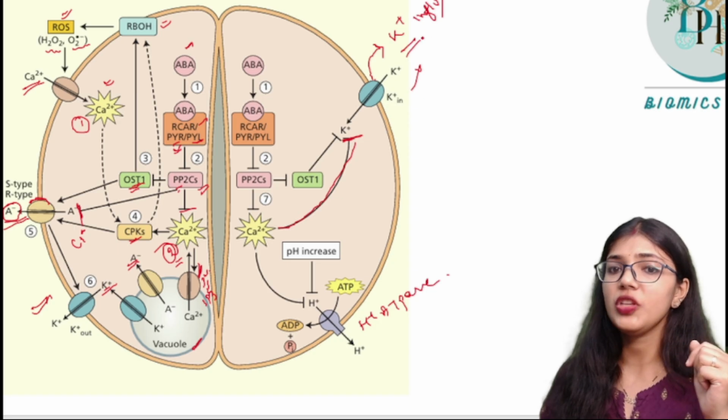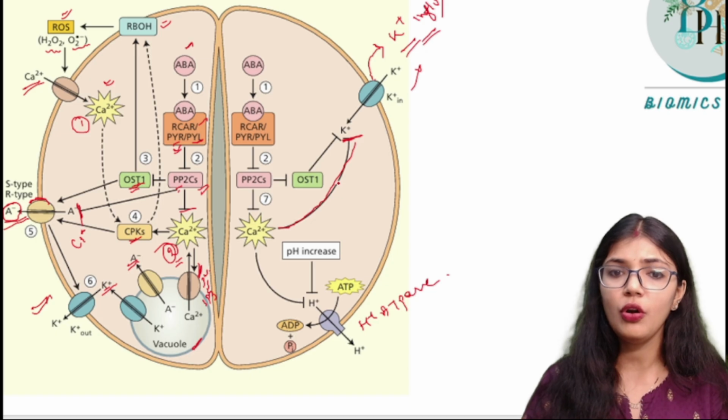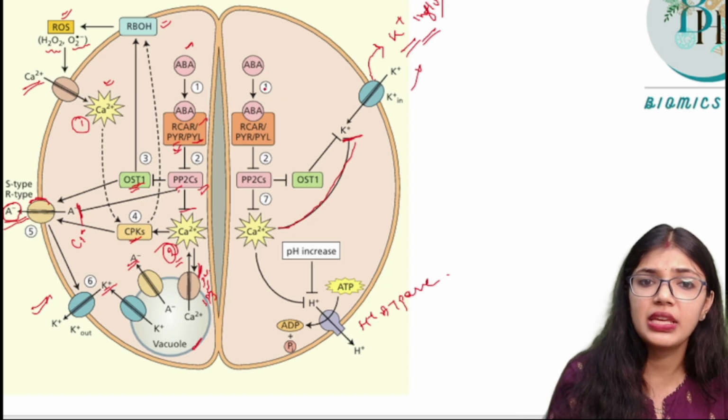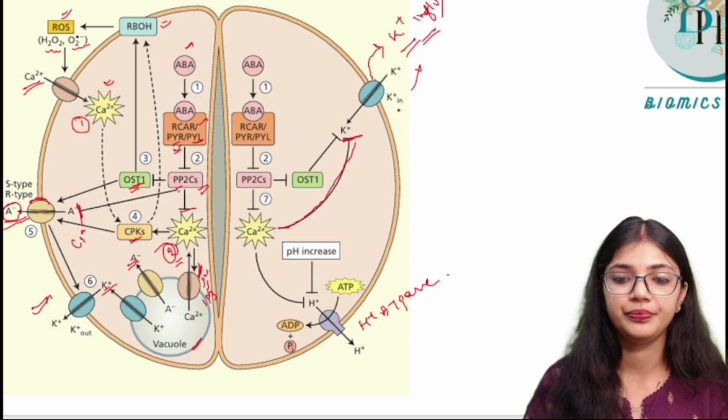So here the K+ is more outside the cell. What happens in the presence of abscisic acid? This PP2C is being deactivated. As it is deactivated, it cannot inhibit the work of this calcium channel. The work of this calcium channel was that it was inhibiting this, so now it will be inhibited and there will be no influx of the K+ ions.